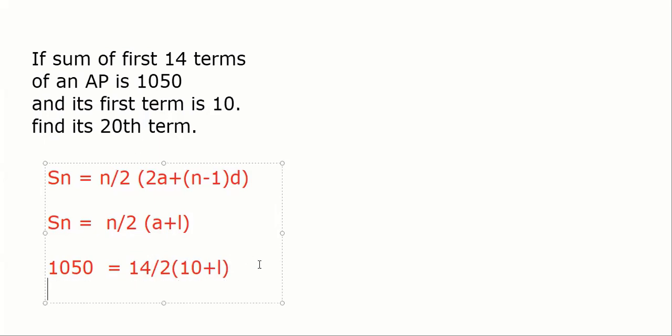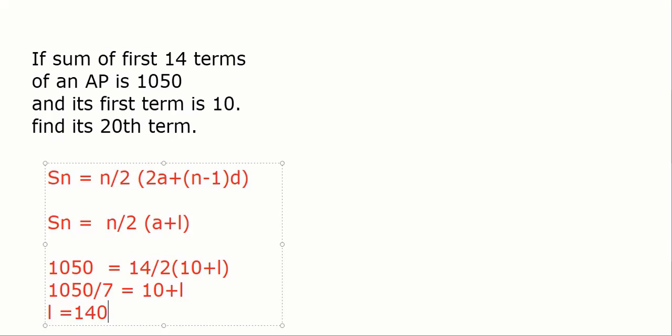So when you solve 14 by 2, that is 7, 1050 by 7 equals 10 plus l. How much is this? 7 into 150 is 1050. So 150 equals 10 plus l, so l equals 140. What does l mean? Last term. l is the last term or nth term, which is 140. Now what will we do, Dhruv?